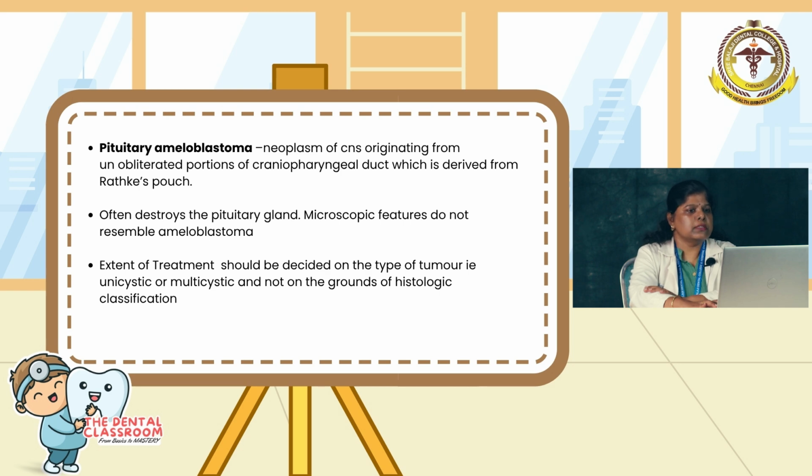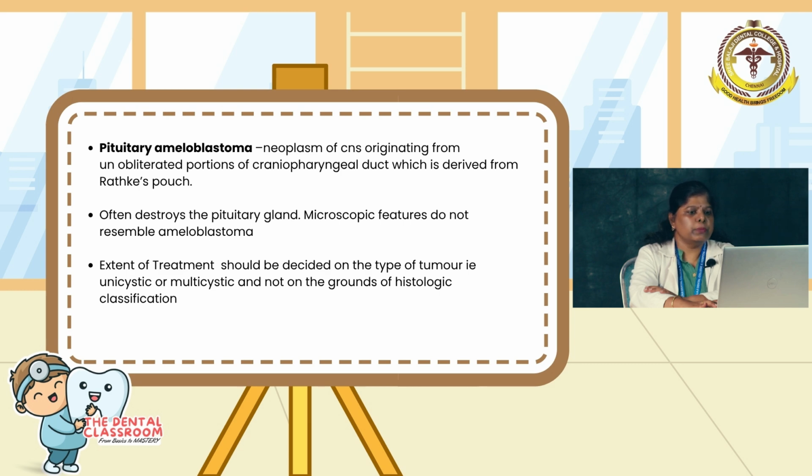Pituitary ameloblastoma is a neoplasm of the CNS originating from unobliterated portions of the craniopharyngeal duct which is derived from Rathke's pouch. It often destroys the pituitary gland. Microscopic features do not resemble ameloblastoma.